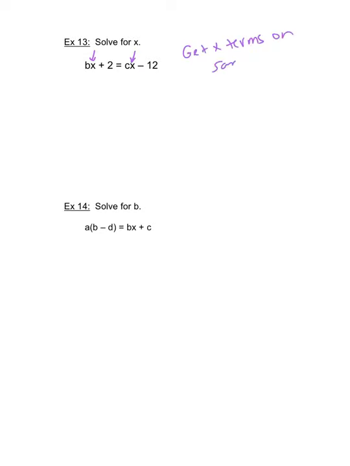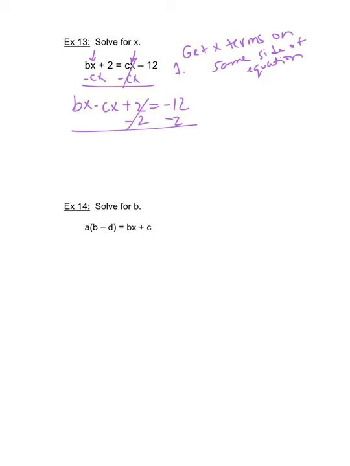So I might subtract cx from both sides, or you could subtract bx. I have bx minus cx plus 2 equals negative 12. And then I want to subtract 2, because I don't want the 2 on that side. I just want the x terms on one side. So that equals negative 14. Once you get your x terms on the same side, now you factor out the x.